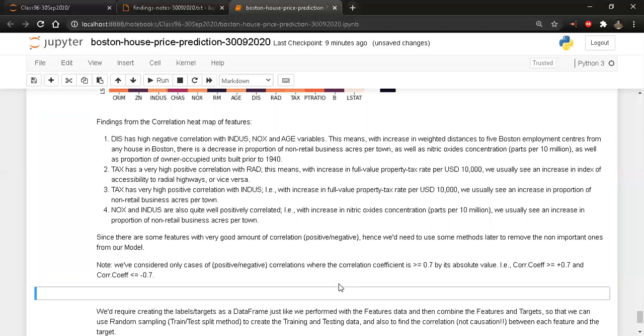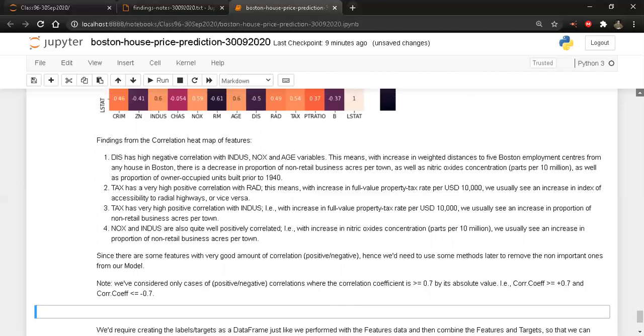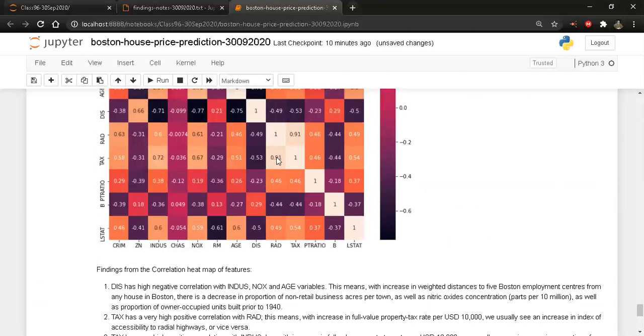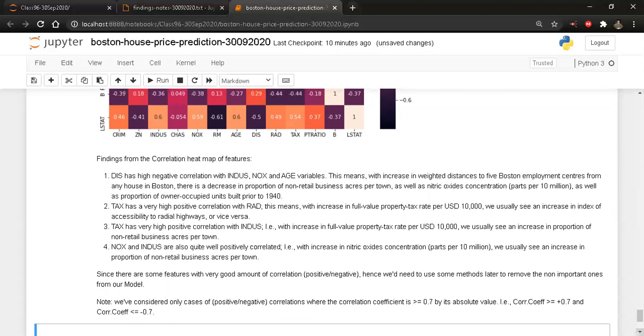So that's the second point. The TAX feature has a very high positive correlation with RAD. What this means is that with an increase in the full value property tax rate per $10,000 of USD, we see an increase in the index of accessibility to radial highways, or vice versa. So the property tax is increasing as we go closer to the highways, and this is very probable. If you look at the value, the correlation coefficient of TAX to RAD is 0.91. It's really very highly correlated.